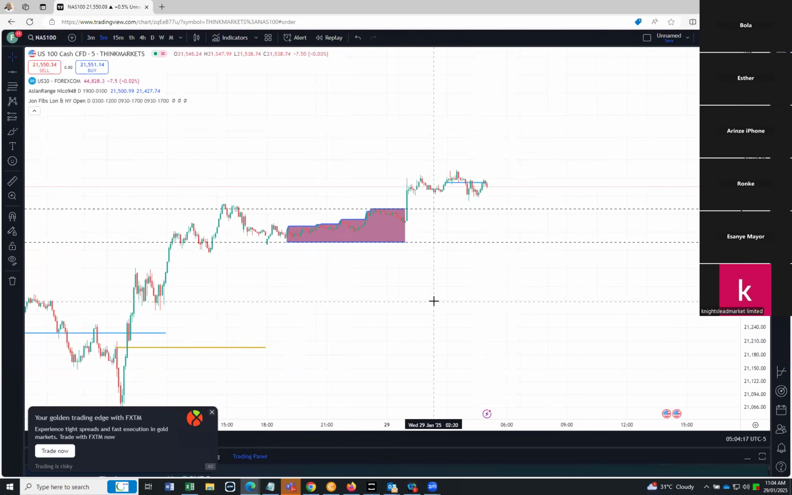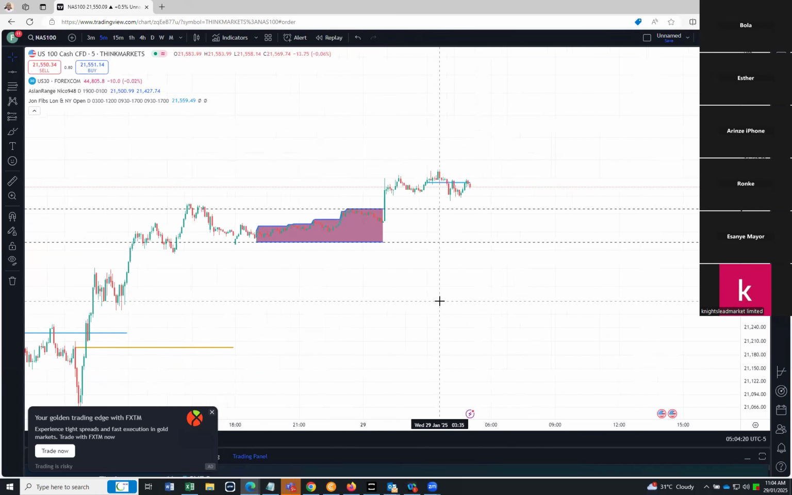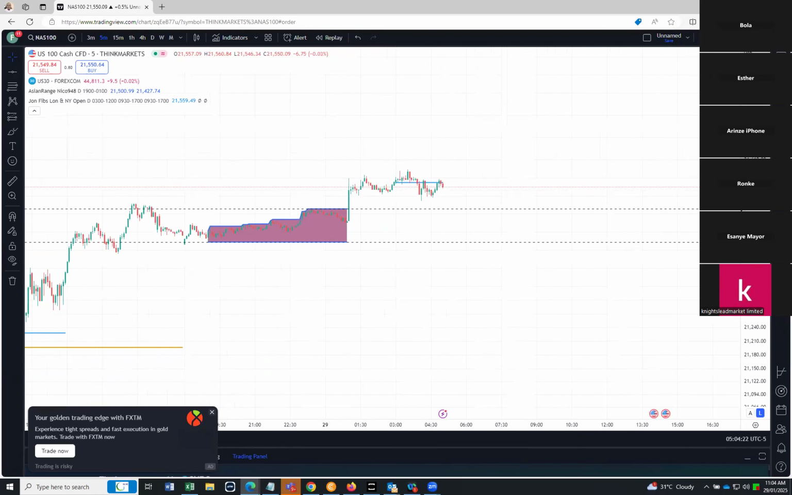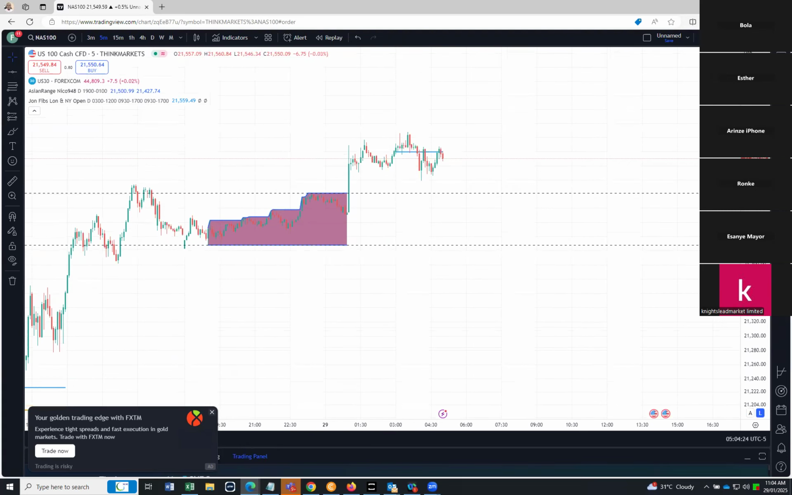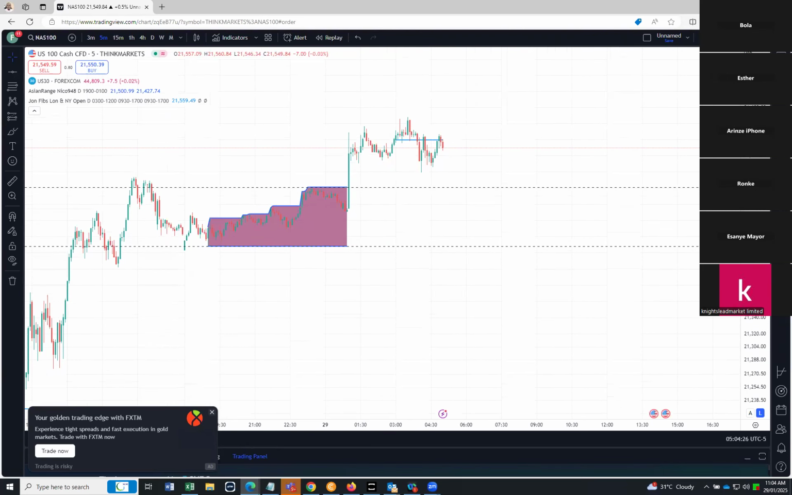Thank you very much. Thanks so much for sharing with us. I just want to ask, you gave us the settings for the Asian range. Can you please also give us the settings for the other indicator?